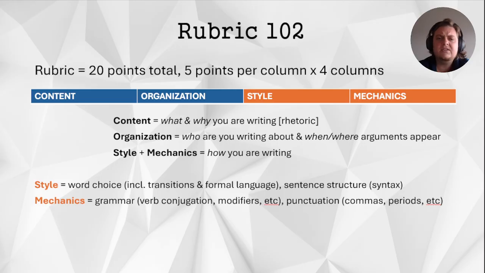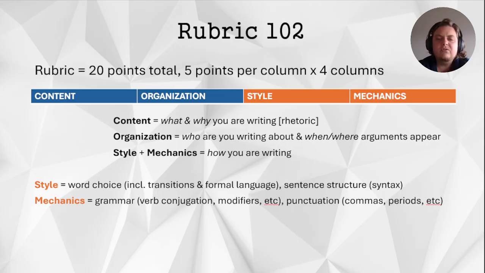So if content is the what and why you are writing this essay, and organization is the who you are writing about, so the author and the original article, and then when and where your arguments appear across your paper, the style and mechanics would be how you are writing. So the content is the actual nuts and bolts of your argument, whereas style and mechanics are the nuts and bolts of your writing itself.